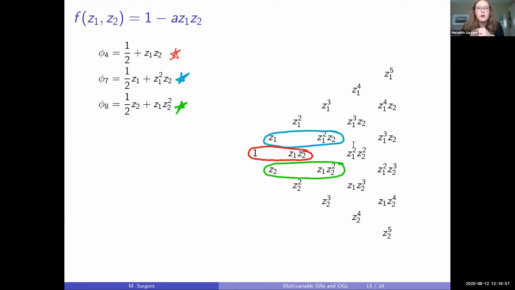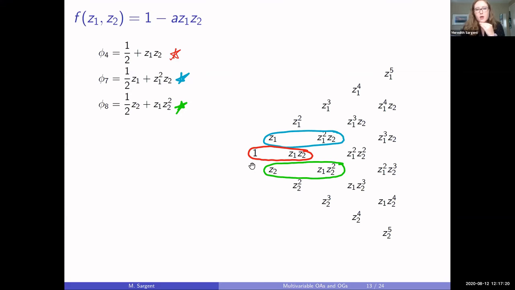And here I've circled the monomials that appear in each of these orthogonal polynomials. So phi 4 is in red, phi 7 is in teal, and phi 8 is in lime green. Look, they clearly line up here. They are on what we've been calling the diagonal. The red one, phi 4, is on the main diagonal.